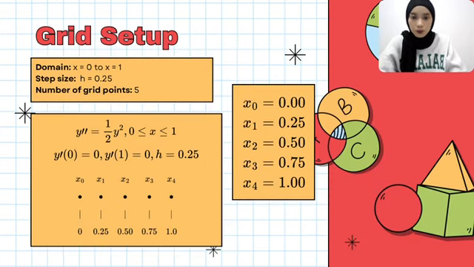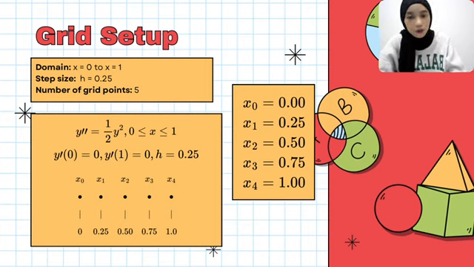To solve a continuous differential equation numerically, our very first operational step is grid setup and discretization. We must transform a continuous domain into a finite set of points. For our problem, the domain spans from x equals 0 to x equals 1. With our specified step size of h equals 0.25, we divide this interval into 4 subintervals, giving us a total of 5 discrete breakpoints.